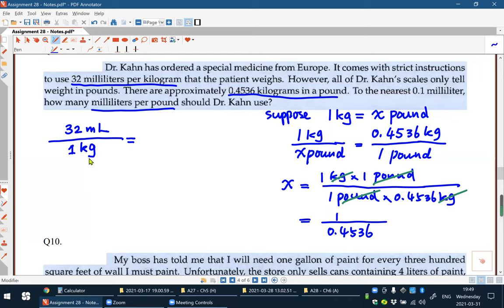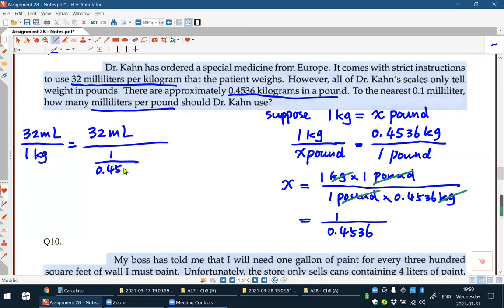Okay, so let's use this. Let's put this value to substitute 1 kilogram here. Okay, so that means 32 milliliter per 1 kilogram equals 32 milliliter. We know that 1 kilogram is 1 over 0.4536 pound, right? Okay, so the ratio is 32 times 0.4536. What's unit here? The unit is milliliter per pound, right?